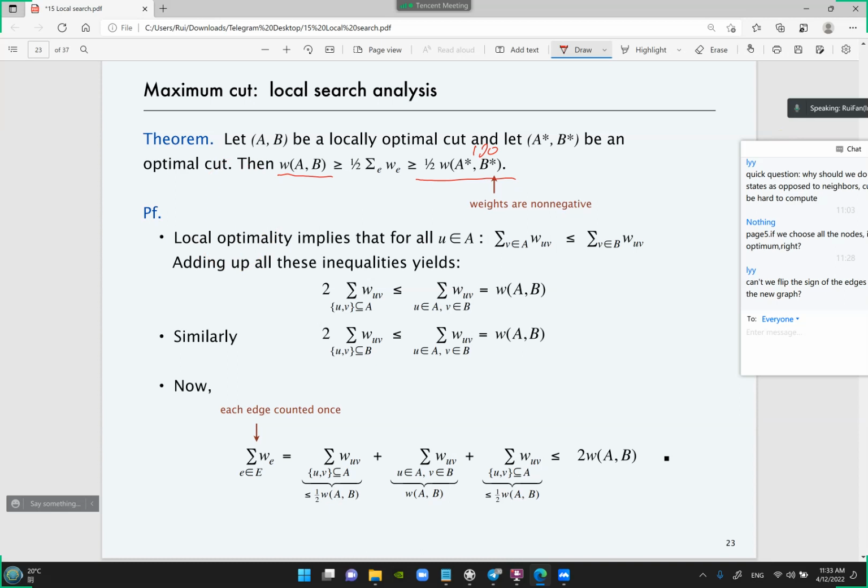And in fact, you can say something stronger. You can say that the weight of the cut edges is going to be at least half of the weight of all of the edges. And of course, if you sum up all the edges, then this is at least as large as the size of the maximum cut. So therefore, if you can return a cut which is at least half of all the edge weights, then that's going to be at least half of the maximum cut.